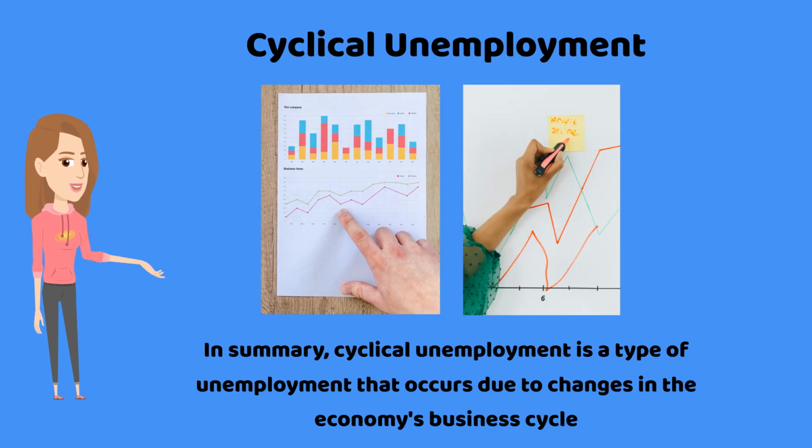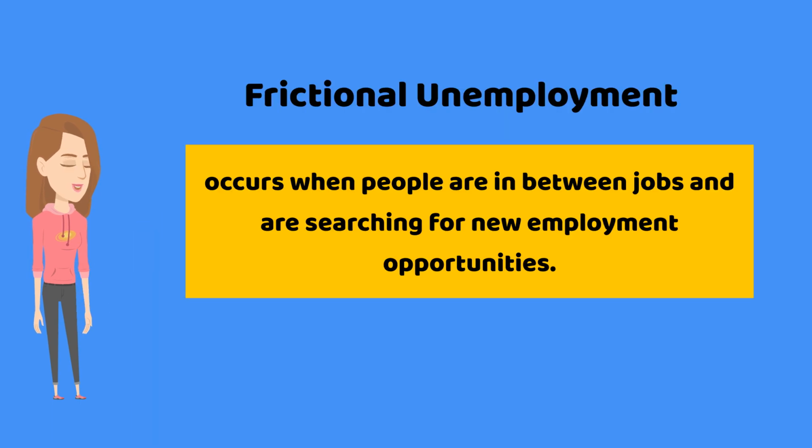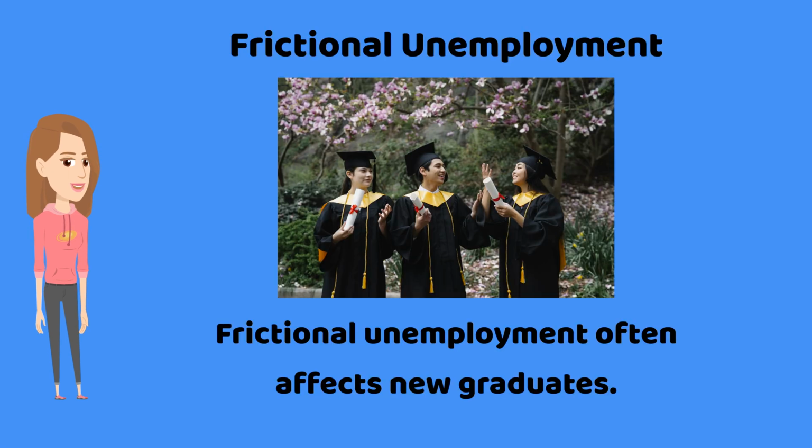In summary, cyclical unemployment is a type of unemployment that occurs due to changes in the economy's business cycle and affects workers in industries that are particularly sensitive to changes in demand for goods and services. Frictional unemployment occurs when people are in between jobs and are searching for new employment opportunities. Frictional unemployment often affects new graduates.